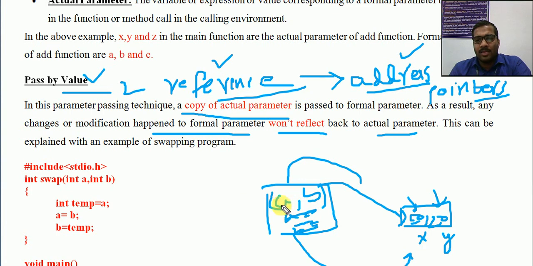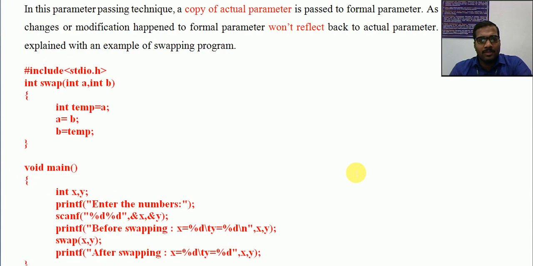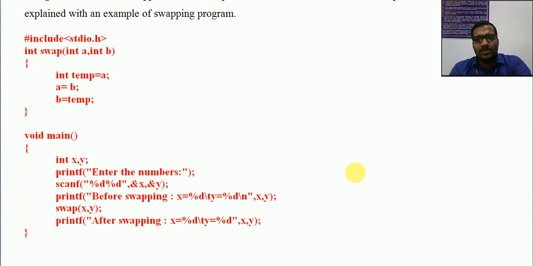Or if you are having any changes affected on this a and b after receiving this value, won't be reflected on this caller function. We will see that in an example. We will see one program called swapping of two numbers. What is happening with swapping of two numbers? Let us see.